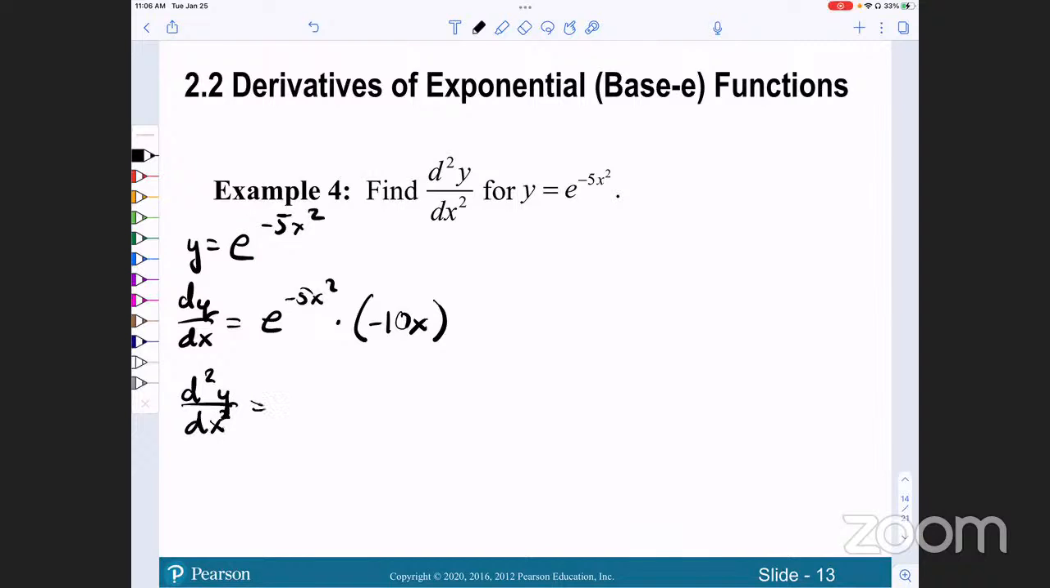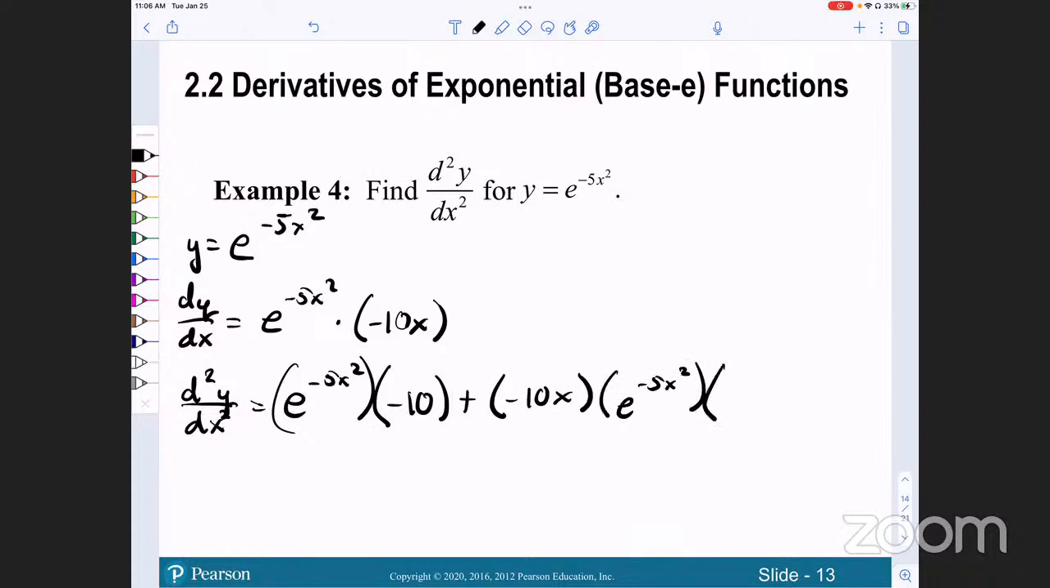So then the second derivative of y with respect to x, we're going to use the product rule. So we're going to say the first, which is this, times the derivative of the second, which is going to be this, plus the second, which is this, times the derivative of the first. So that's going to be e to the negative 5x squared times negative 10x, right?